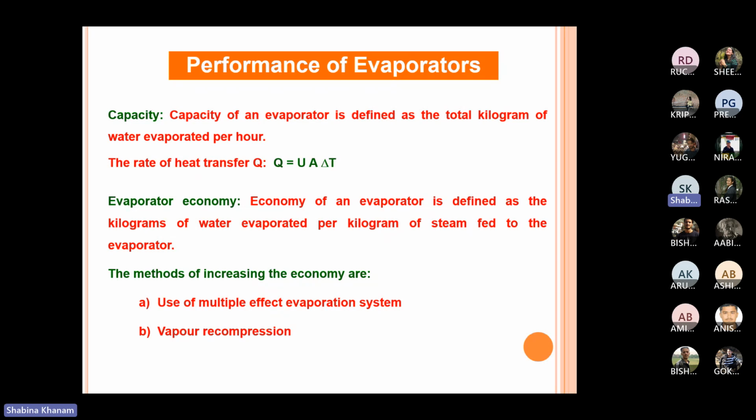So in this way you can consider an increment in economy by these few methods which we have discussed, like recompression and condensate flashing. Similarly, we have vapor bleeding also, which is another approach, another way. In this way you can consider the performance of the evaporator by measuring the capacity and by measuring the economy. Both should be higher. So those are a few parameters to see the performance.